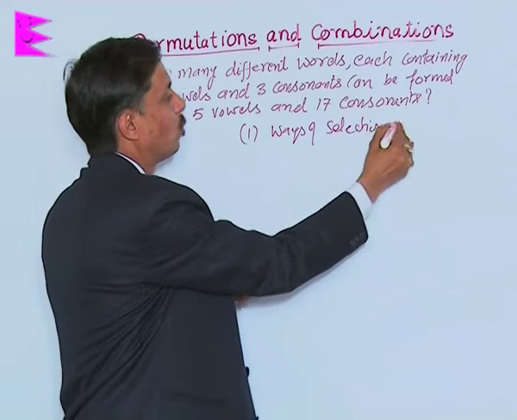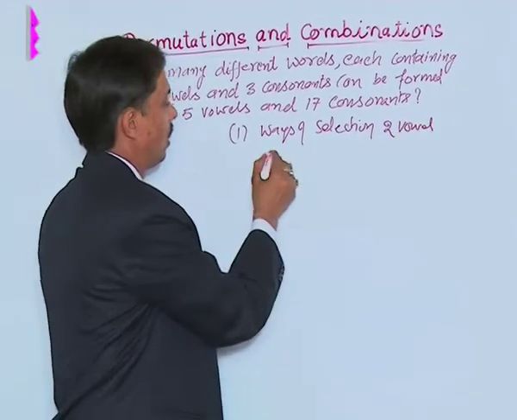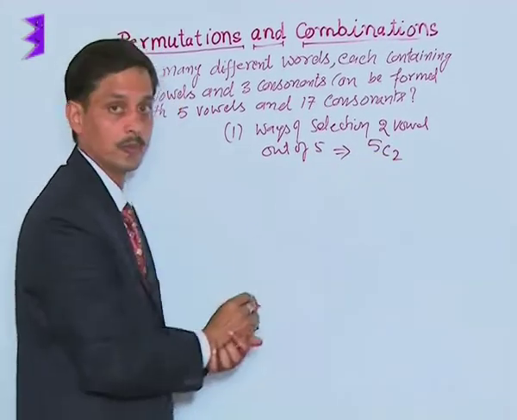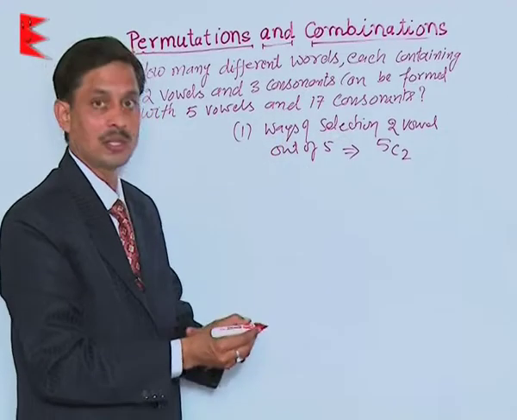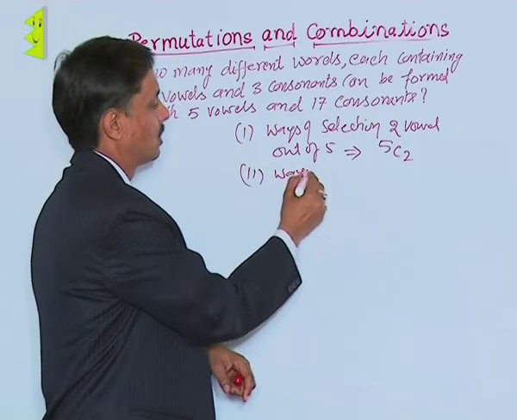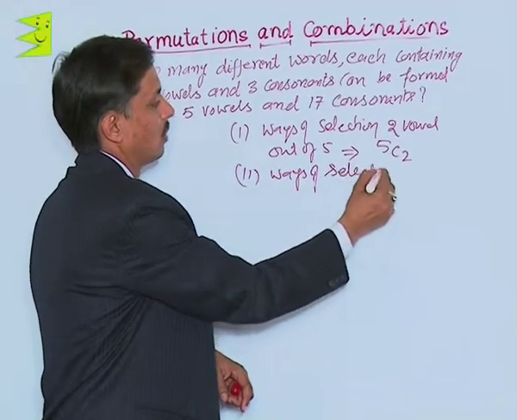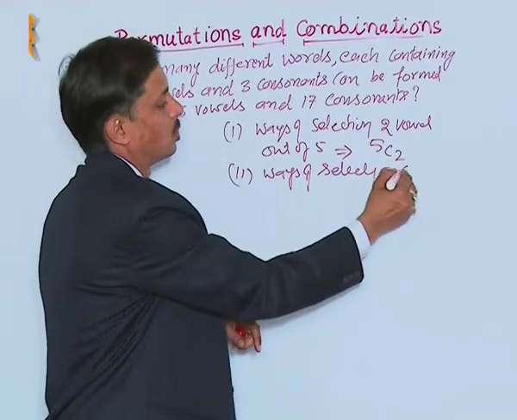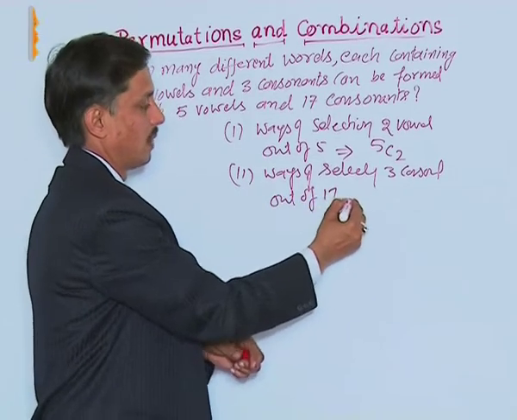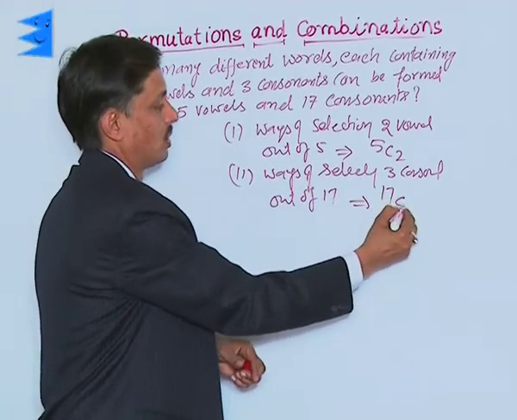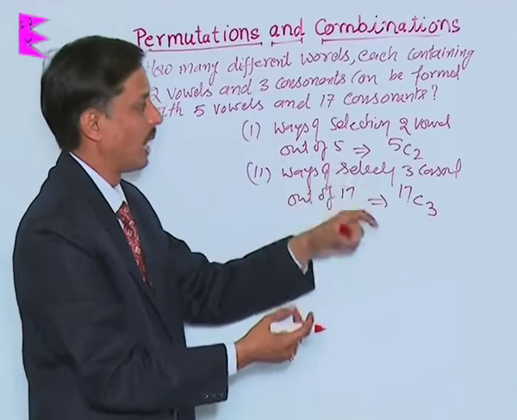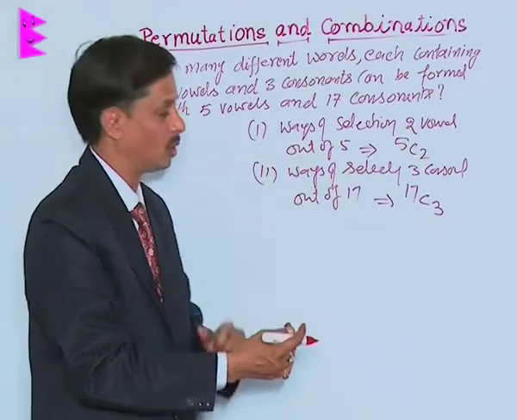So obviously first I am telling you the ways of selecting 2 vowels out of 5. The answer is 5C2. After selecting 2 vowels, we need to select 3 consonants. Second, the number of ways of selecting 3 consonants out of 17. This implies we have 17C3 choices. The problem is of AND, that we have to select 2 vowels and 3 consonants.